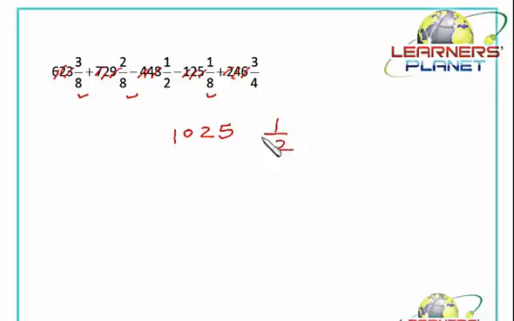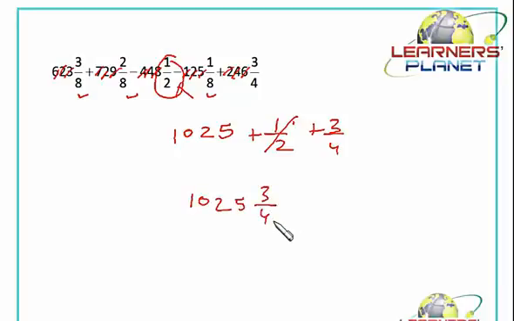Okay. Now we are getting positive 1 by 2 and this is negative 1 by 2. So this 1 by 2 and this 1 by 2 will get cancelled. Now we are left with only 3 by 4, that too is positive. So our final calculation is 1025 3 by 4. It's so simple, friends. You just have to practice with the method.